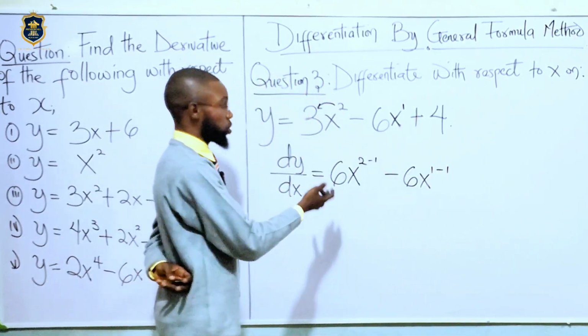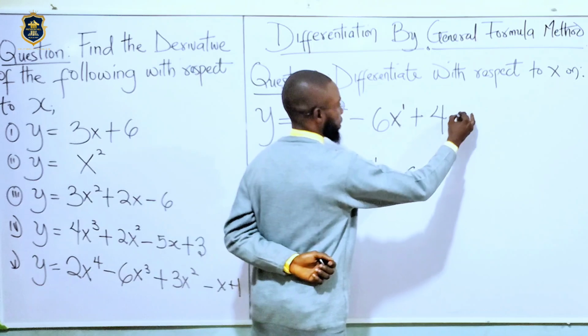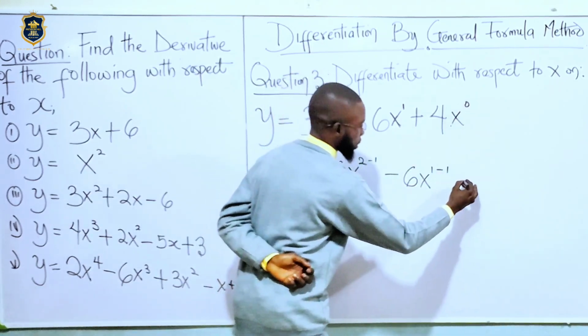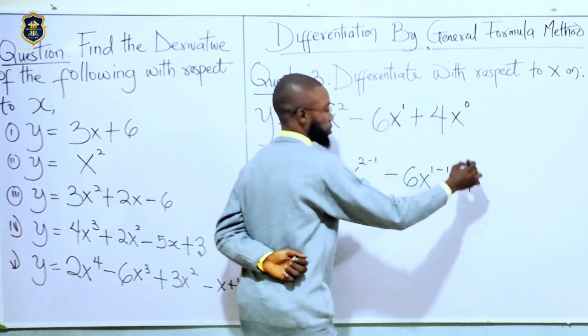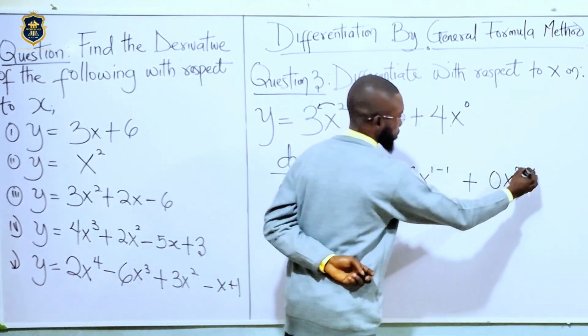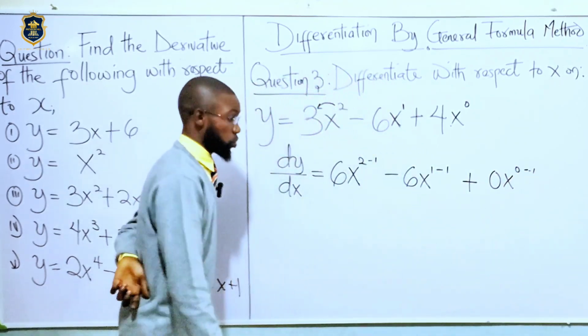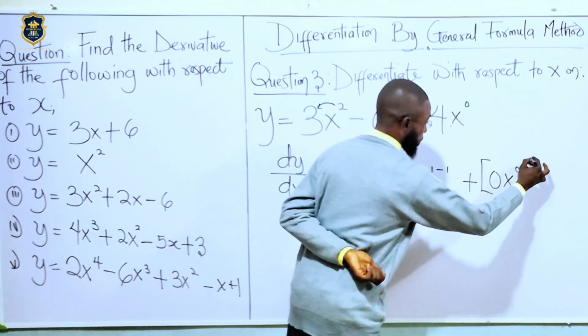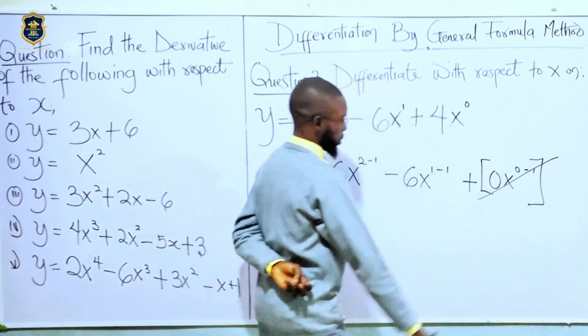I should not be doing this. You should know this by now. Then we have an x raised to the power of 0 here, so it is plus 4 times 0, that will be 0 times x raised to the power of 0 minus 1. It's very simple. This originally we know is 0. Everything here is 0, so 0 times everything is 0.